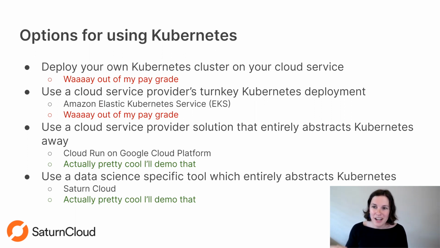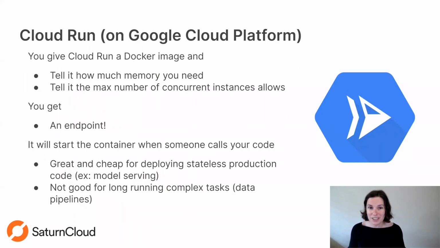Another option for getting your stuff at scale is to use a cloud service provider that entirely abstracts away the idea of Kubernetes. You just hand them the Docker container and they figure out everything else. An example of that is Cloud Run on Google Cloud Platform, which is really cool, and I'm going to do a real quick demo of that. Or you can use some data science tools, which again entirely abstract away Kubernetes. Like Saturn Cloud, the company I work for: on the back end we are technically running a Kubernetes cluster, but we abstract all of it away so you don't have to worry about any of the Kubernetes stuff.